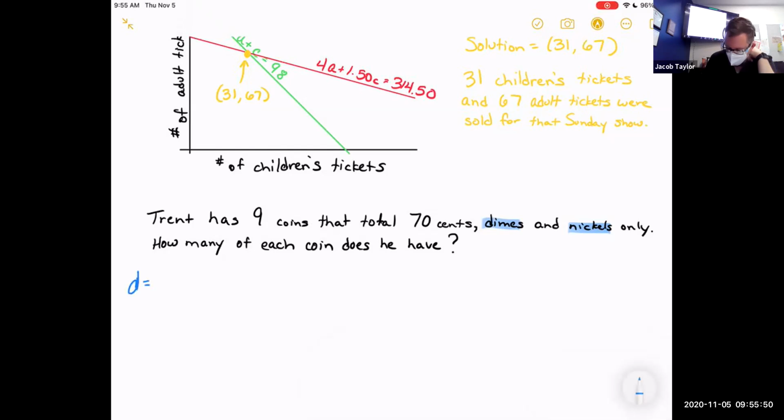You're right, that'd be dumb. Let's not do that. D will be number of dimes. N is going to be number of nickels. I can use any letters I want to. X and Y are very common, but I like D and N.